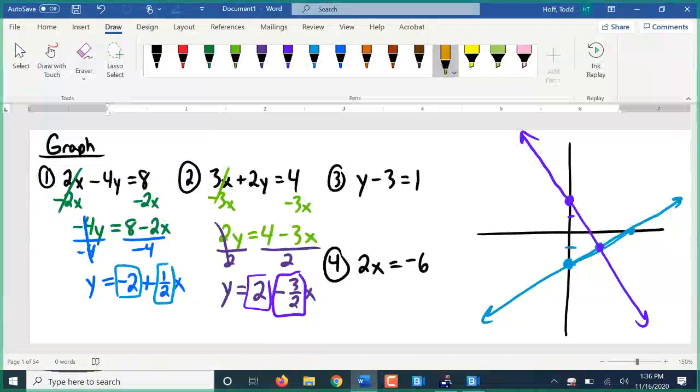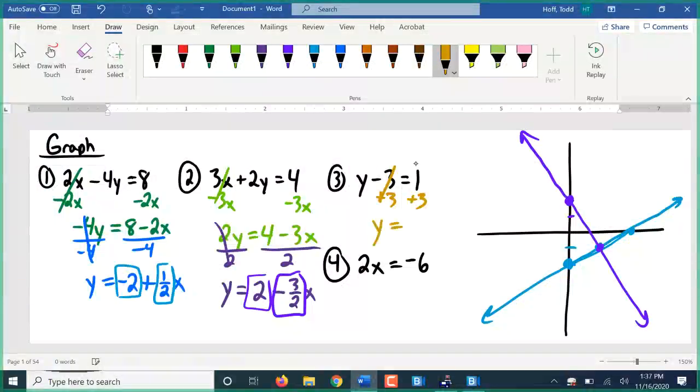For number 3, if we only have one variable in the equation, to graph it, we need to solve for that variable. Here we have y minus 3 equals 1, so we're going to solve for y. We're just going to add 3 to both sides. Oops, I don't know where the 4 came from. We're going to add 3 to both sides. There we go. So that minus 3 is gone.